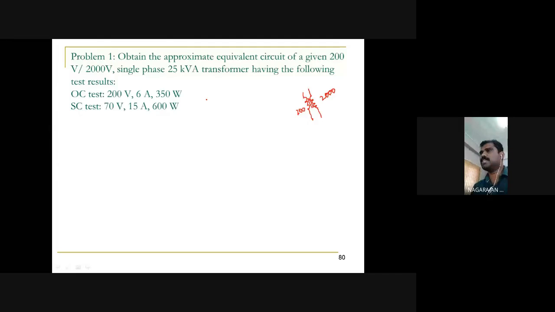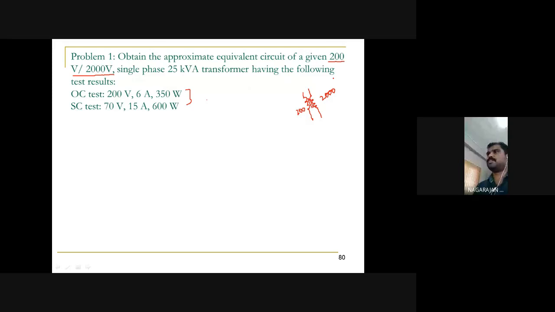Nitish Navin, don't look at the test results. I'm asking from this value, 200 and 2000. It is very obvious from the given data itself. You can see that 200 volts is the low voltage side and 2000 volts is the high voltage side. Okay. On which side will they perform the open circuit test and on which side the short circuit test?